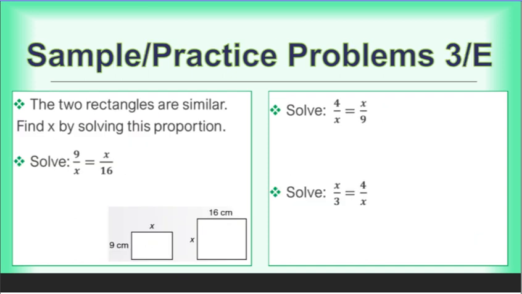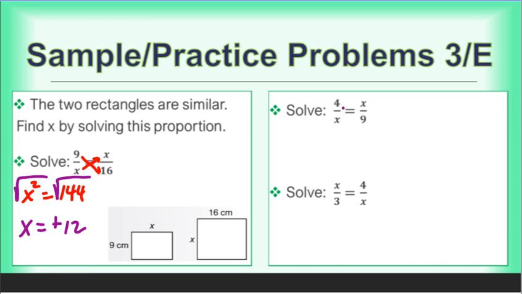Next one, we have two rectangles that are similar. Find x by solving this proportion. So we would cross multiply. So that would give us x squared equaling 9 times 16. And 9 times 16 gives us 144. To undo a square, find the square roots. So x would have to equal a positive and negative 12. But because we're dealing with side lengths, we can only use the positive number. So we only use positive when we're dealing with lengths or units of measurement. So the only answer that would make sense to this problem would be 12.